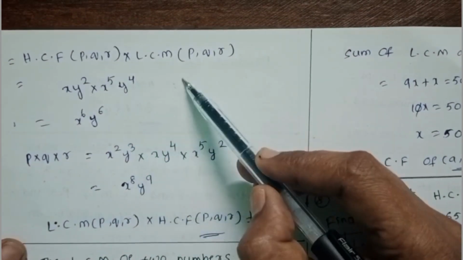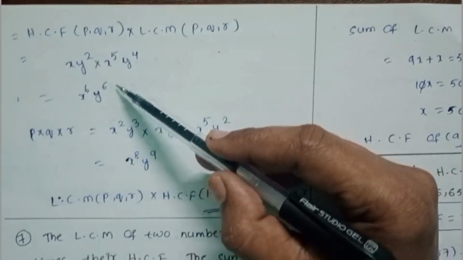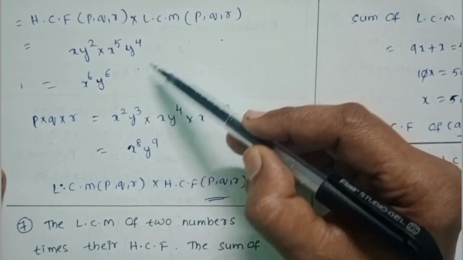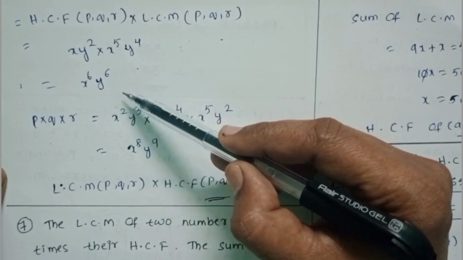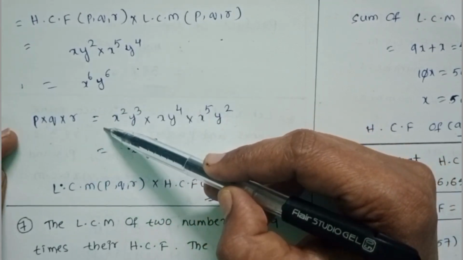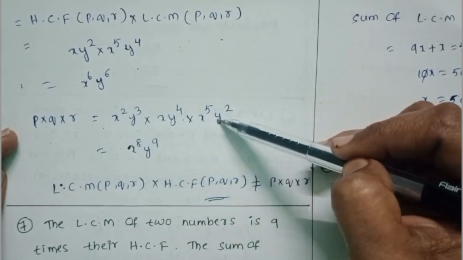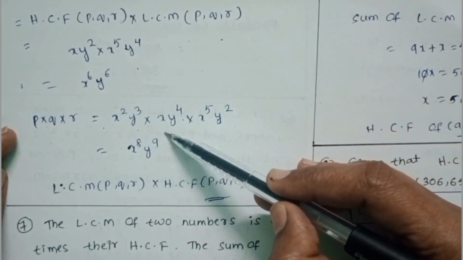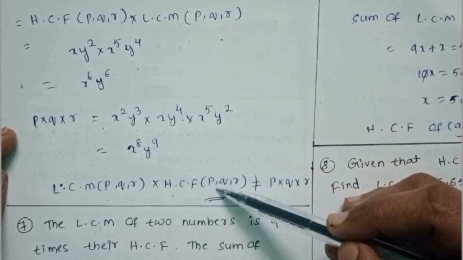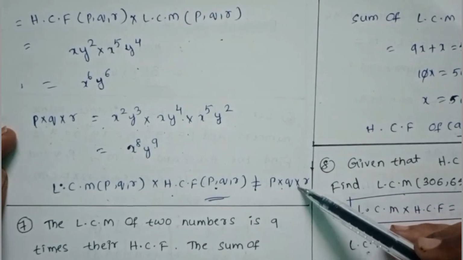HCF of P, Q, R into LCM of P, Q, R is equal to x y power y, xy square into x power 5 y power 4. So the answer is x power 6 y power 6. But they have given the P into Q into R value we need to find. Already P, Q, R, if you multiply these three, you get x power 8 y power 9. So LCM of PQR into HCF of PQR is not equal to P into Q into R.